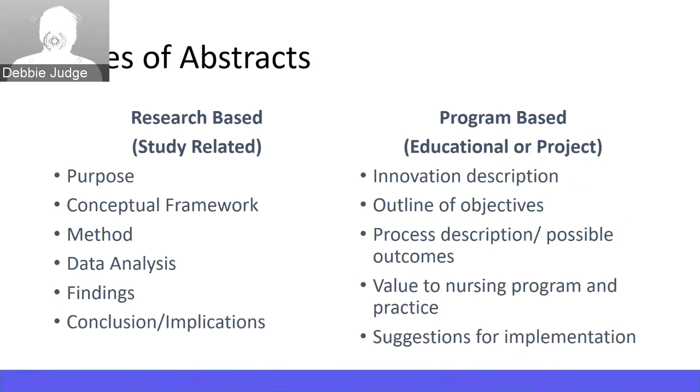A program-based abstract will include a description of the project, an outline of the objectives, outcomes, the value to nursing practice, and suggestions for implementation. Examples of this might include a new course or a new program that reveals new knowledge or outcomes. And remember that the results don't always have to be positive or what you're hoping for.